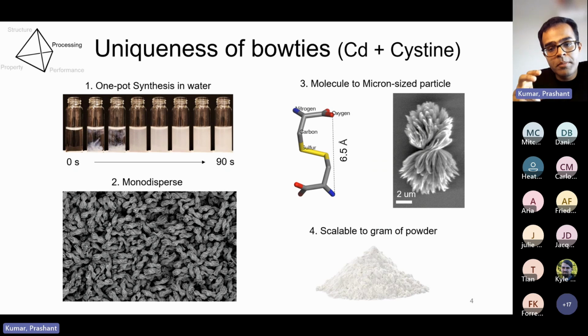where if you look at the molecule that is being used to make this structure, in this case, this is a right-handed L-cystine.